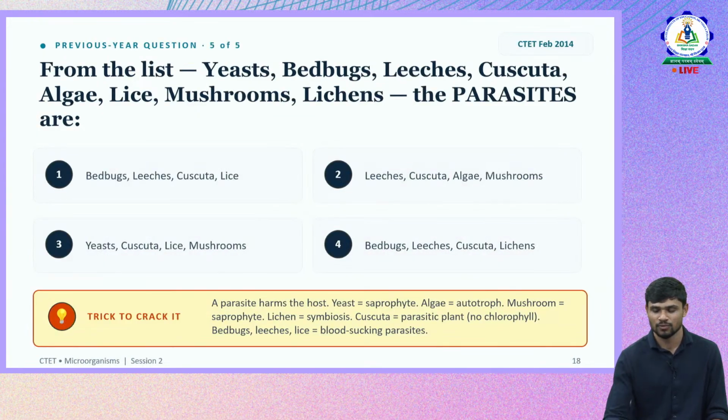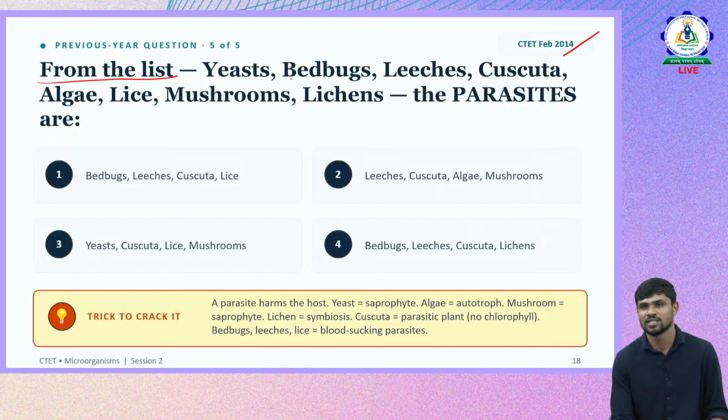Next, let us move to one more question. From the list, yeast, bedbugs, leeches, cuscuta, algae, lice, mushrooms, lichens, the parasites are, so they gave a list and they are asking us to identify the parasites from the list. Different organisms are given here and they are asking us to identify the parasites.